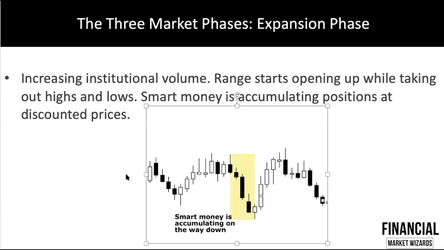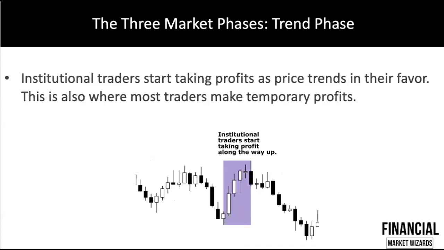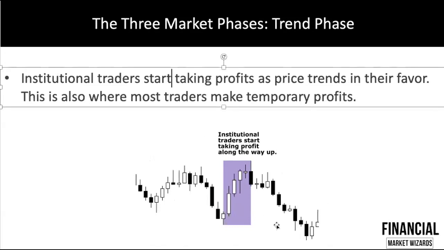So they just buy when price drops, accumulating on the way down. So what happens after they accumulate? Basically there's a change of hands. The retail traders are selling to the institutional traders who want to bring prices up. So what happens next is the trend phase. Institutional traders start taking profit as price goes up.